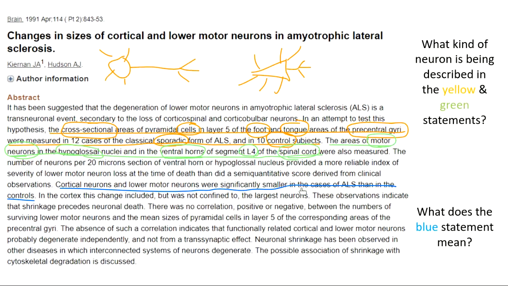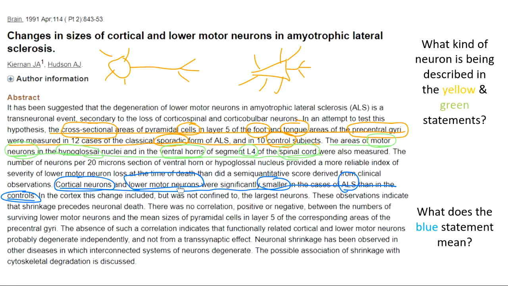One last time in the chat, light me up. What are some of the words here in blue that we understand? What do we understand in blue? Get my pencil here. I know some of us said cortical. I was waiting for someone. I was like, oh, somebody's got to know ALS, right? We got to know ALS. Okay, let's check this out. My statement here in blue: cortical neurons and lower motor neurons were significantly smaller in the cases of ALS than in the controls. They already labeled these ones correctly for me, right?